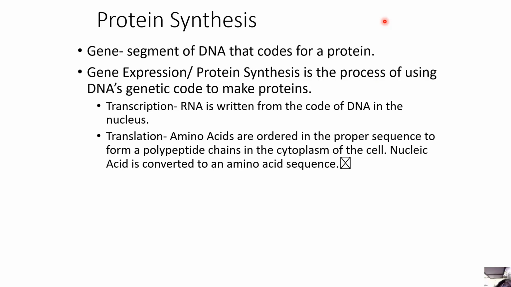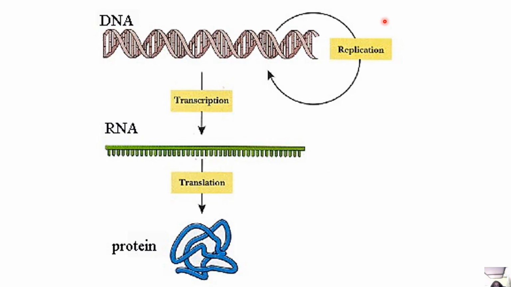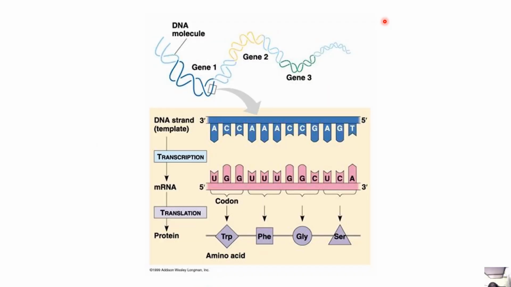If you talk about protein synthesis, a gene is a segment of DNA that codes for a protein. Gene expression, or protein synthesis, is the process of using the DNA genetic code to make proteins. In transcription, RNA is written from the DNA in the nucleus, and in translation, amino acids are ordered in the proper sequence to form polypeptide chains in the cytoplasm of the cell. The nucleic acid is converted to an amino acid sequence. The central dogma: replication, transcription, and translation.